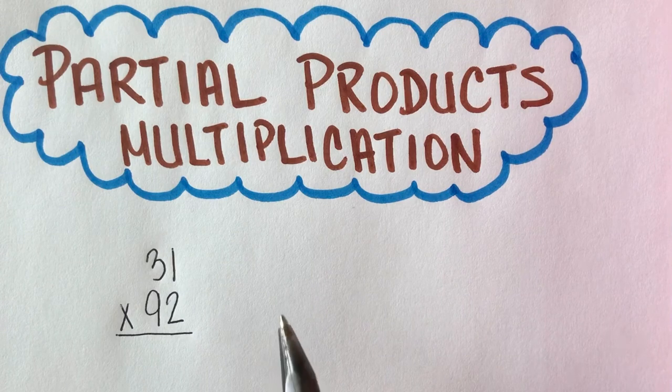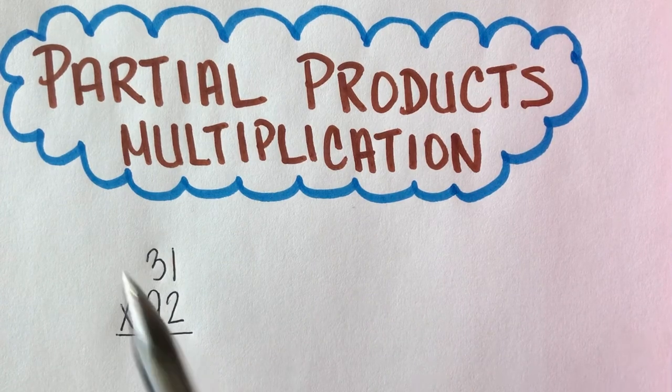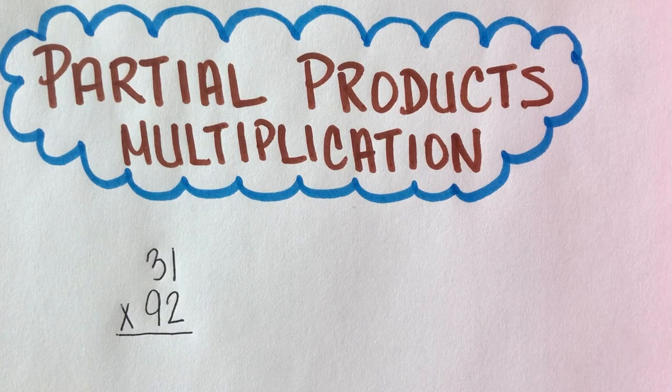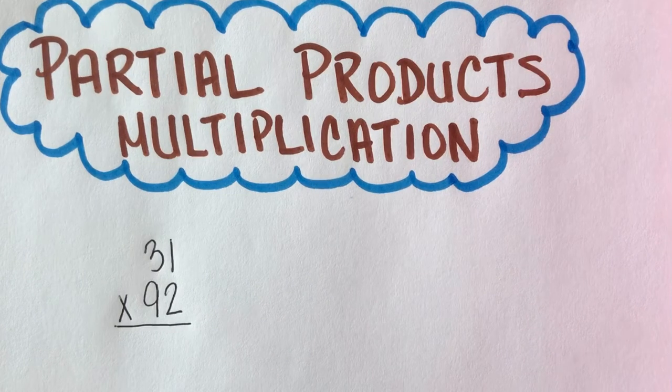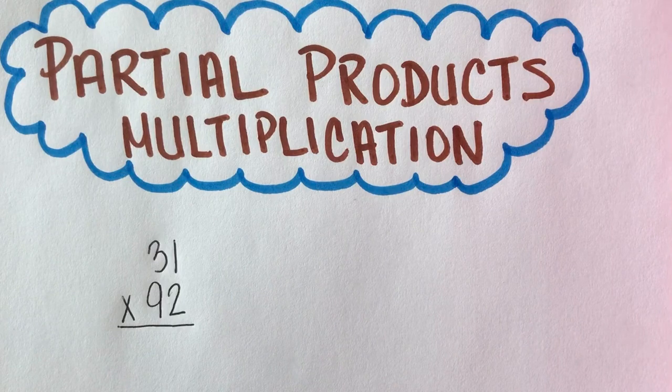I'm going to discuss and demonstrate partial products multiplication. Now, the thing about partial products multiplication is it deals with actual place value. It's a little bit different from standard multiplication, but it's not as difficult as some may think. Because if you know mental math, multiplying by tens, then this is a lot easier than standard. So let me just show you.